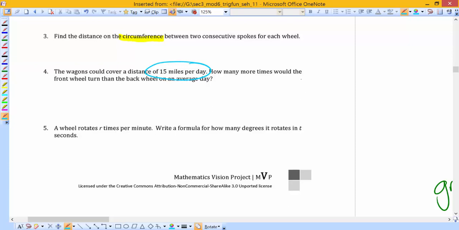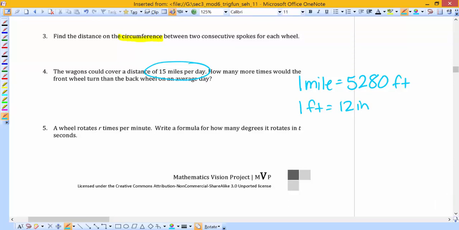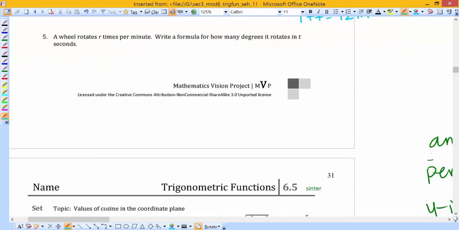So miles, just so you know, 1 mile equals 5,280 feet. And then you need to know that 1 foot has 12 inches. So you will need to use some conversion skills here. All right. And then you guys can work on 5.